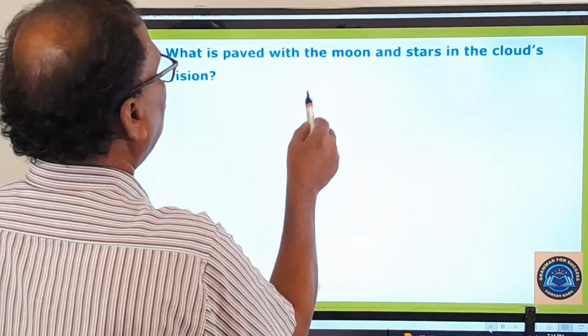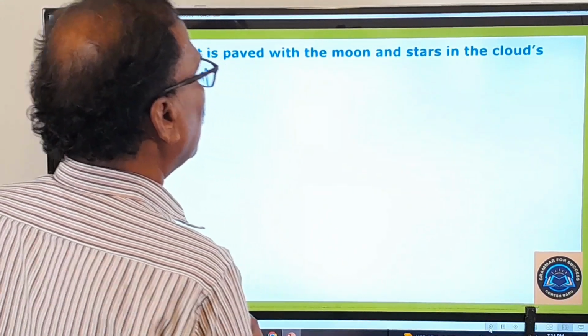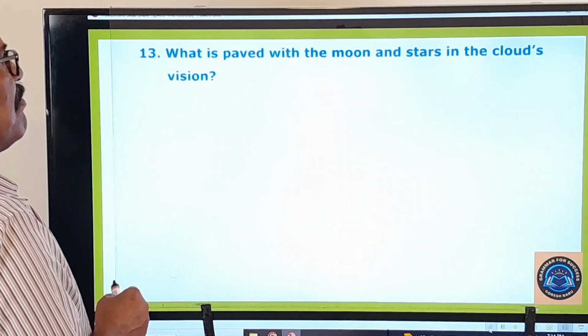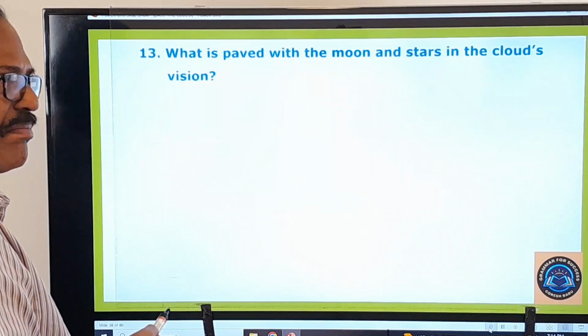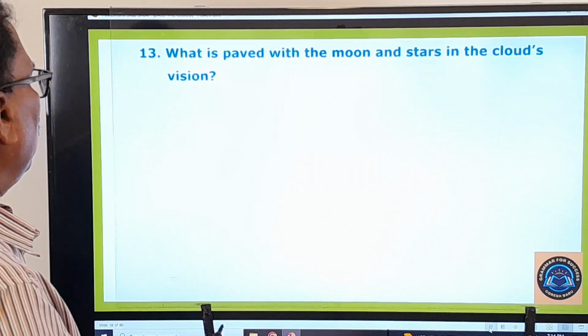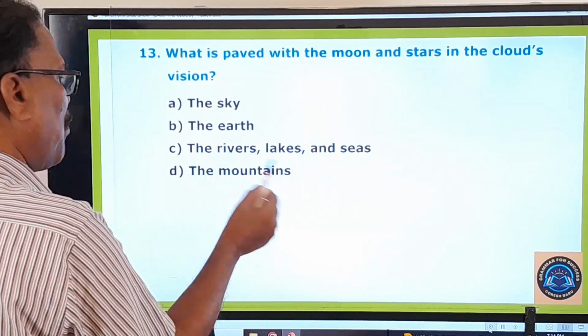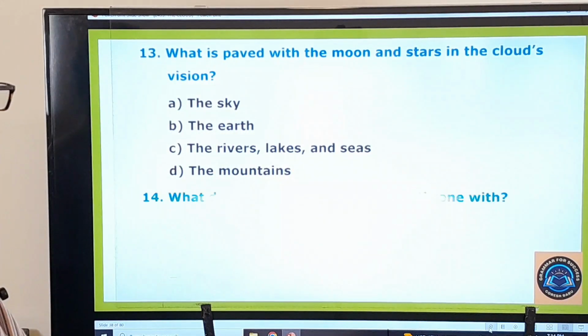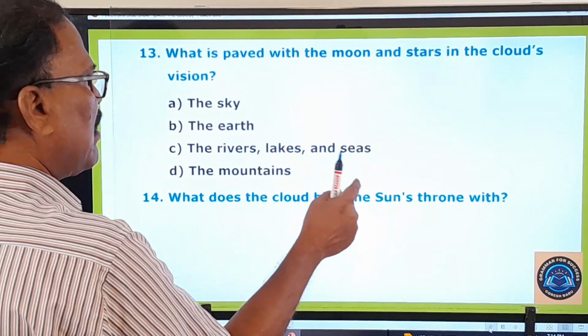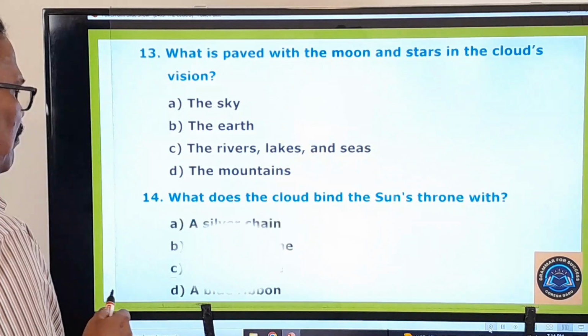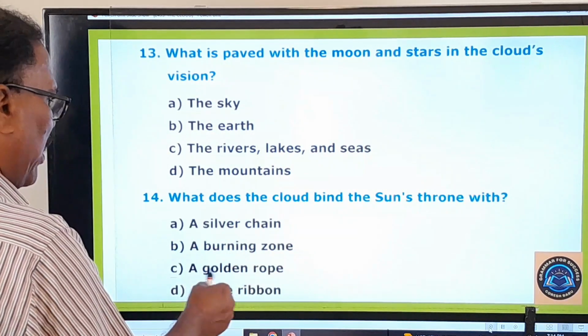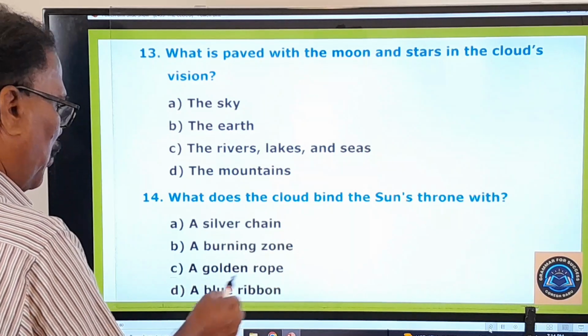What is paved with the moon and stars in the cloud's vision? Paved with means filled with, covered with. The sky, the earth, the rivers, lakes and seas, the mountains. What does the cloud bind the sun's throne with? A silver chain, a burning zone, a golden rope, a blue ribbon.